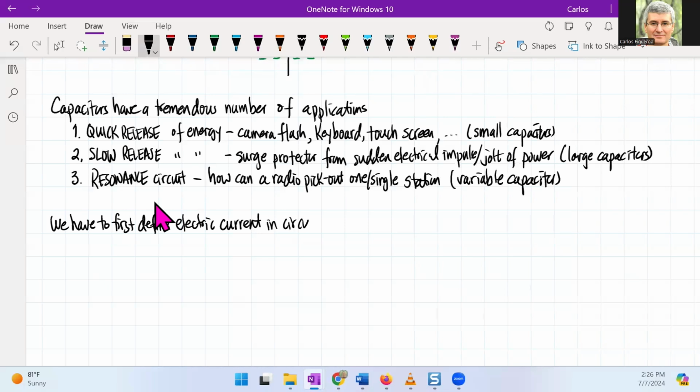In circuits. And the reason why we have to do that is because we've been talking about that the motion of charges occurs with negative charges. Unfortunately, that's not the way circuits operate. So there's two conventions. The first one here is what is called the conventional current. So the conventional current is the movement of positive charge.